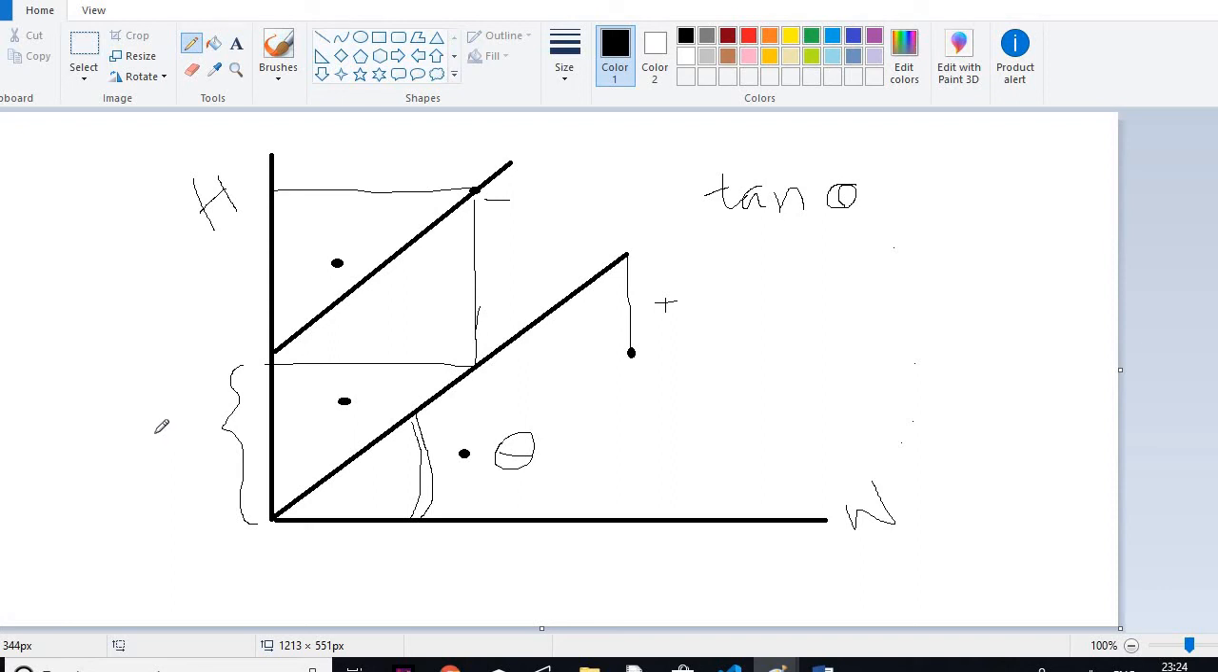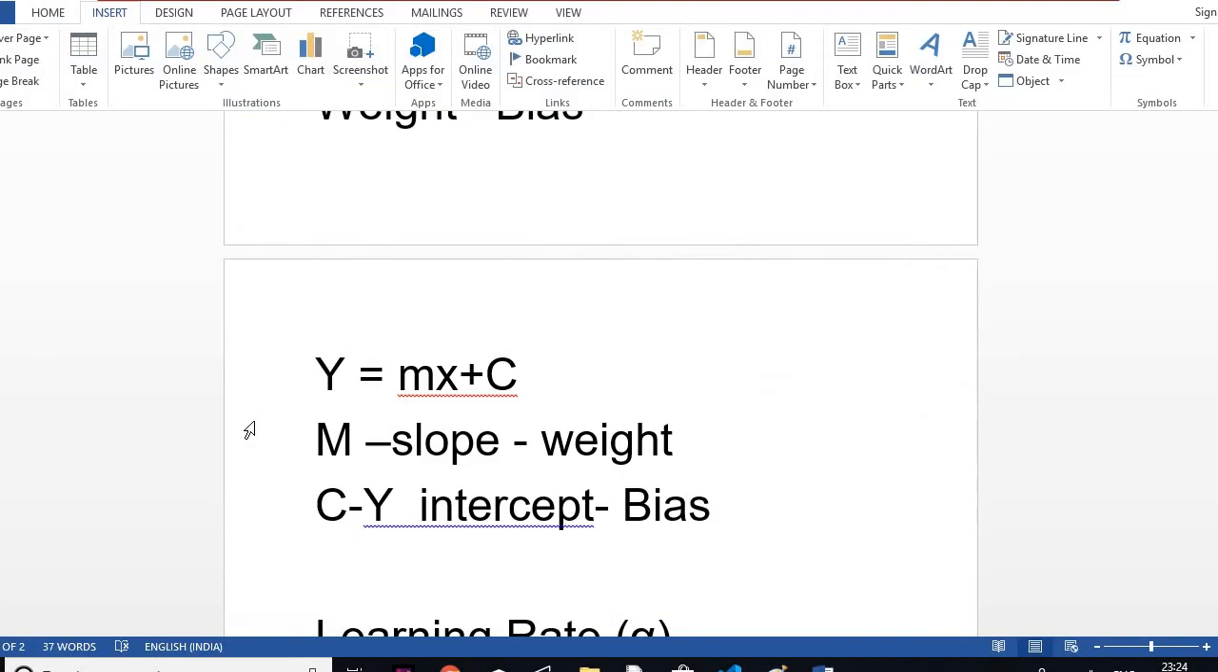Are you clear? Now you need to understand that the slope m we call the weight of the network, and the y-intercept c we call the bias.